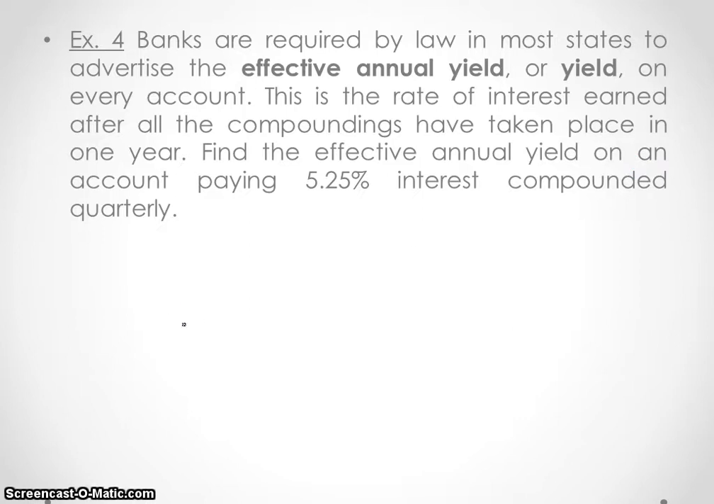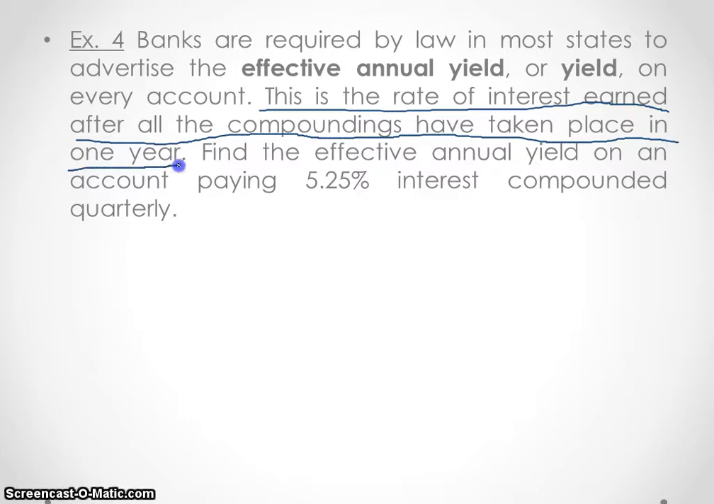Banks are required by law in most states to advertise the effective annual yield, or yield, on every account. The effective annual yield is the rate of interest earned after all the compoundings have taken place in 1 year. So essentially, when you have a yield, you're compounding interest upon interest upon interest. They have to say, yeah, we compound more than once a year, but we have to give you the effective annual rate so that you can compare it to other banks that only compound once a year. So that's something you might need to know, so I would put that down if I were you.